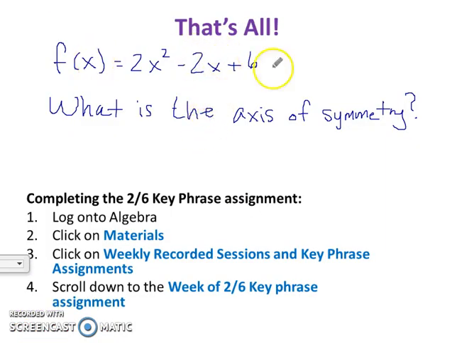So I have a quadratic function up here. This is our key phrase assignment, week 5 or February 6th. Got a key quadratic function, and I want you to identify the axis of symmetry, and that's it.